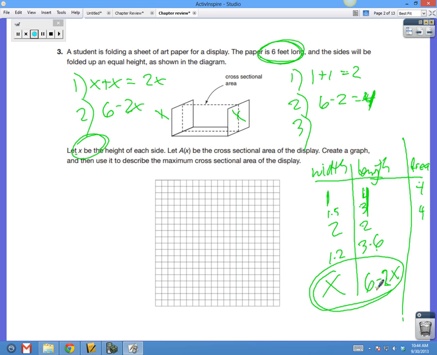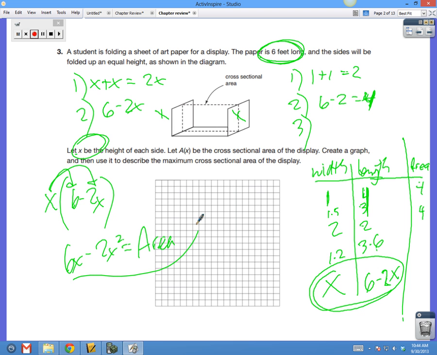What do you do with those guys? You're going to have to times them. So what is X multiplied by 6 minus 2X? It's going to be 6X minus 2X squared. This is the formula for the area. That's what we want right there.